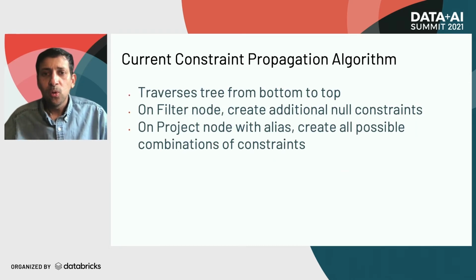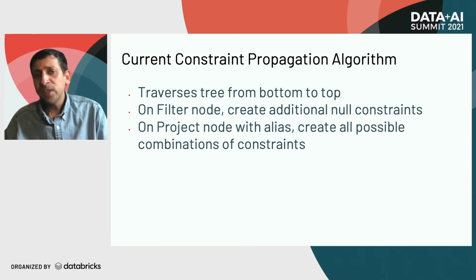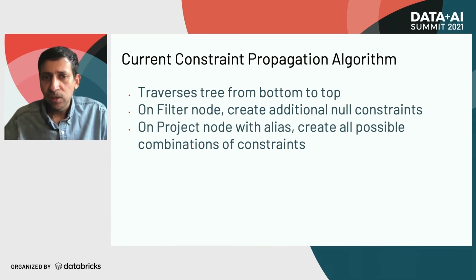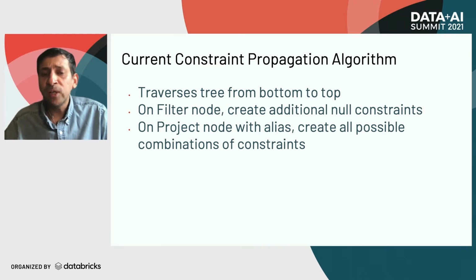Now, how does the current constraint propagation algorithm work? It traverses the tree from bottom to top. When it encounters the filter node, it stores the filter as a constraint, and it creates additional not null constraints and stores them in the constraint set. When it encounters a project node where there are aliases to the original attribute, then it will try to create all the possible combinations of constraints.